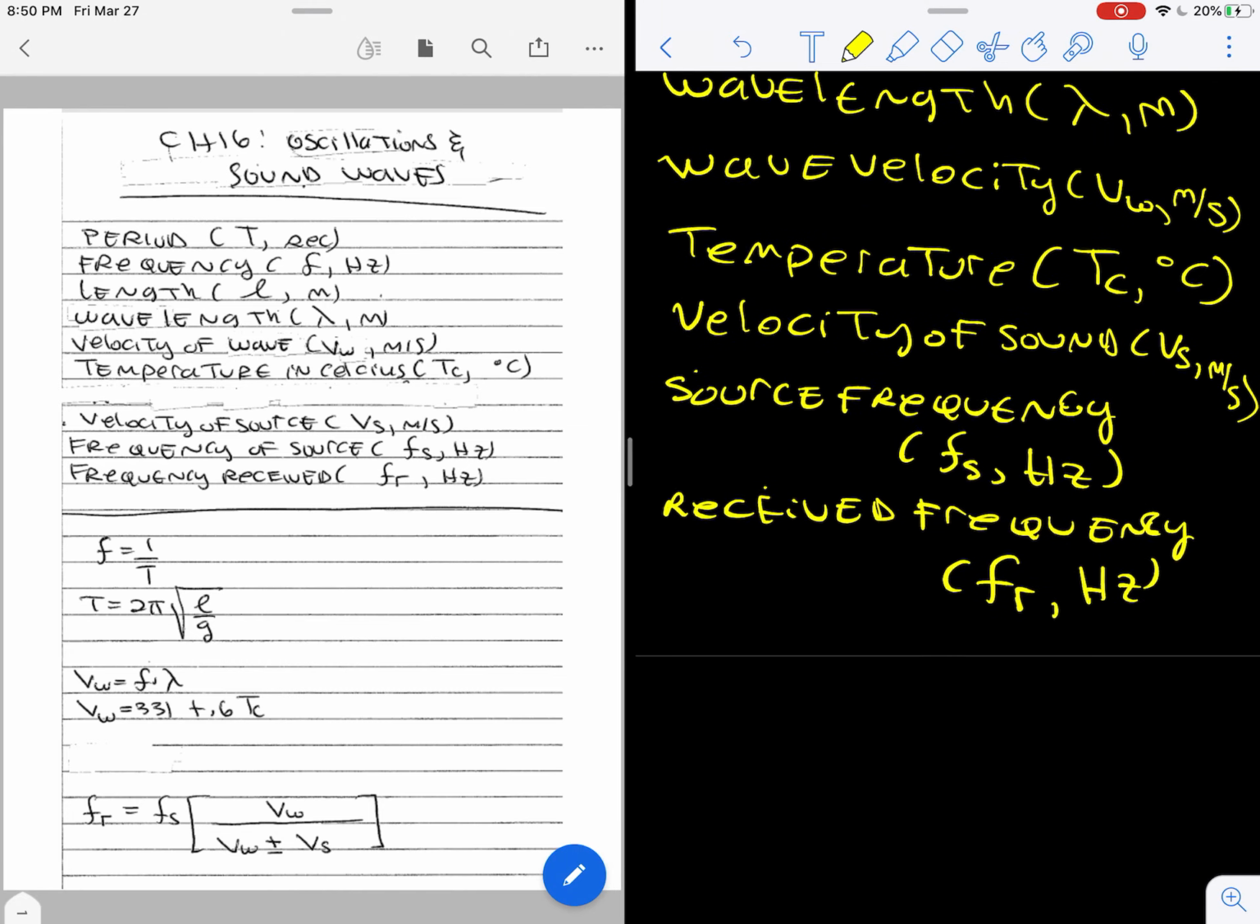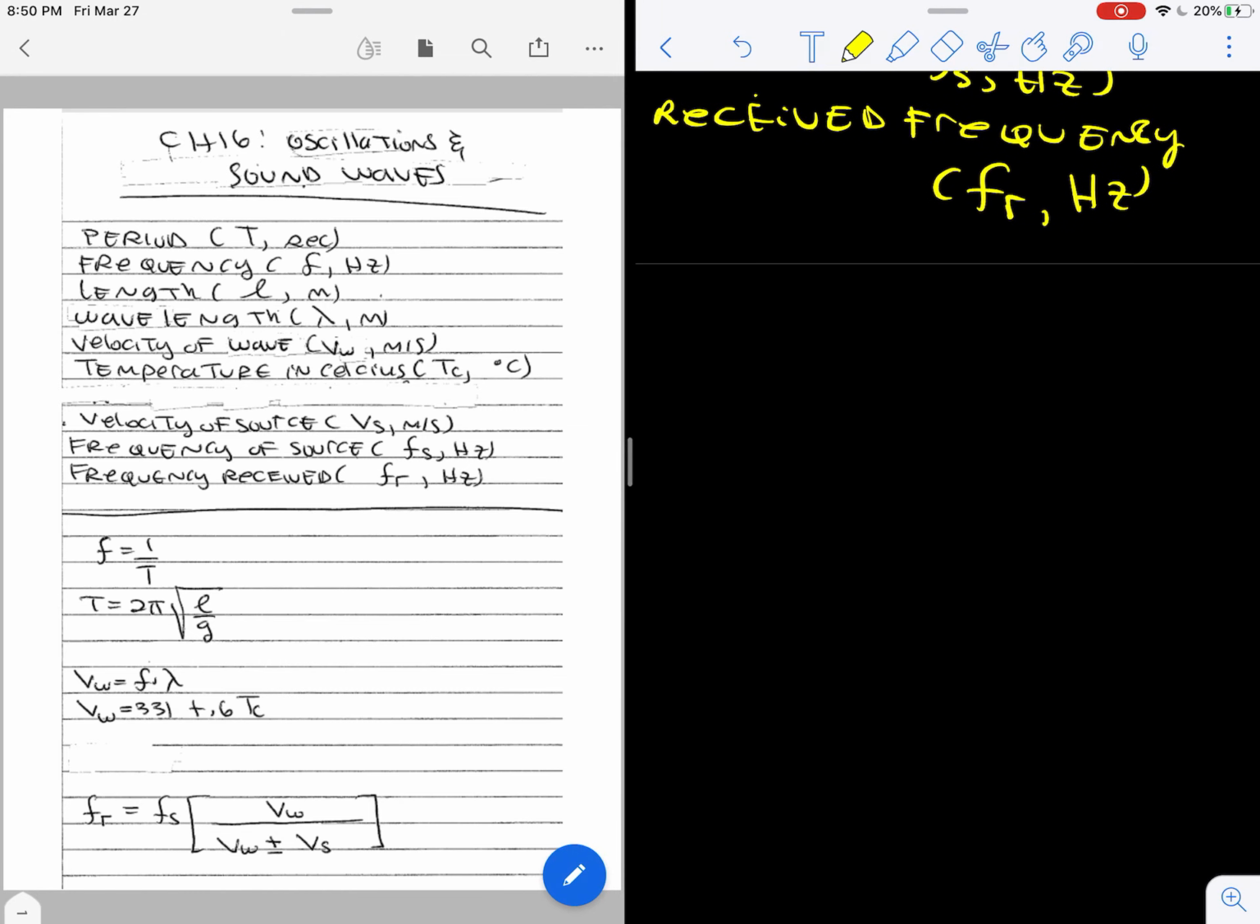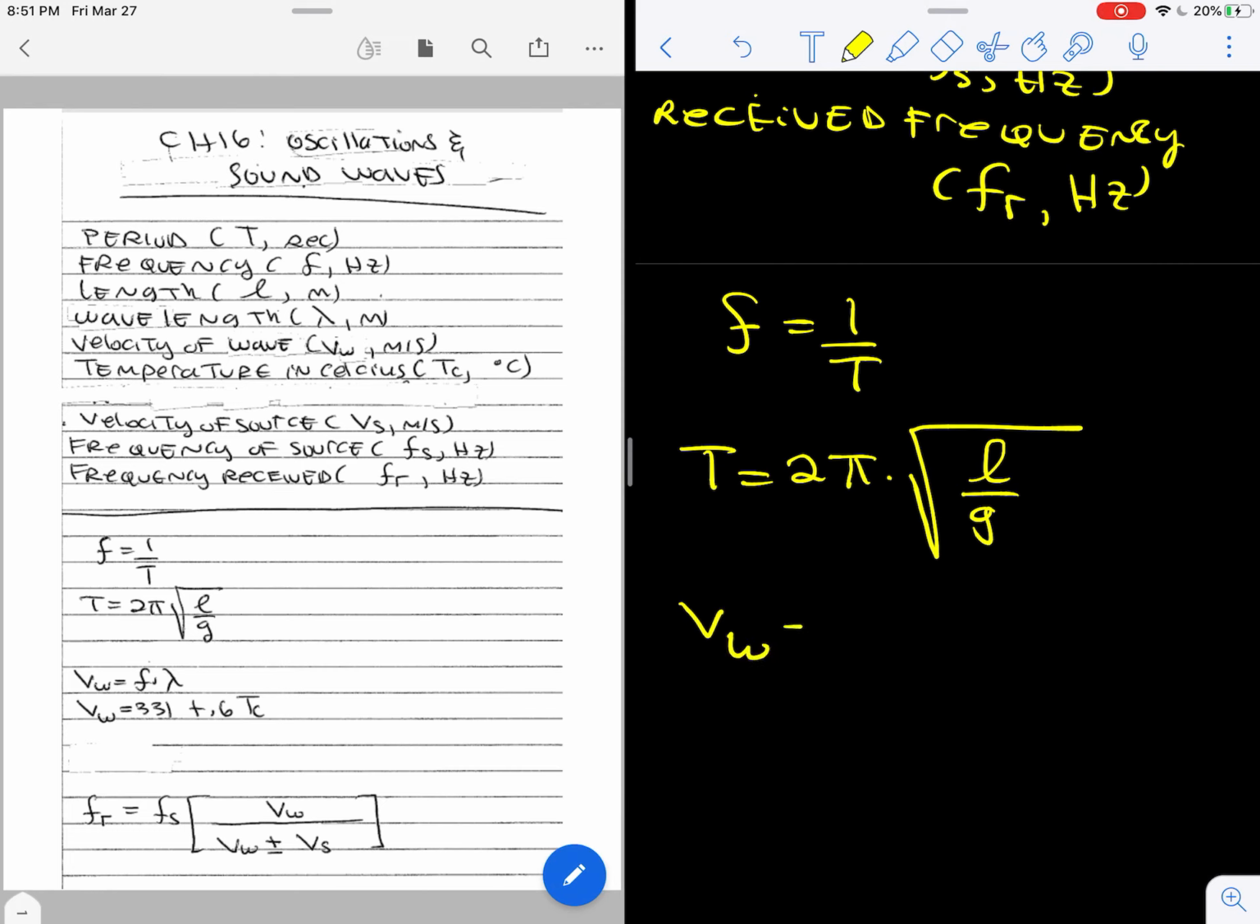And the formulas for chapter 16 are: frequency is going to be 1 over the period. Period is going to equal 2 pi multiplied by the square root of length over g, where g is 9.81. And the velocity of a wave is frequency multiplied by wavelength.